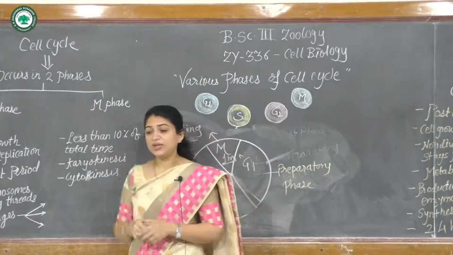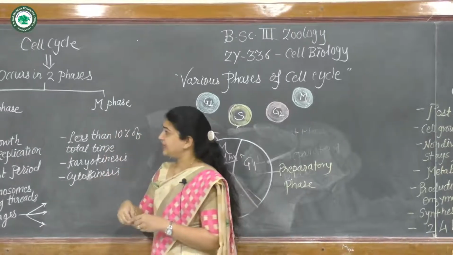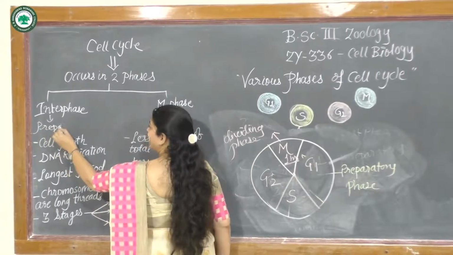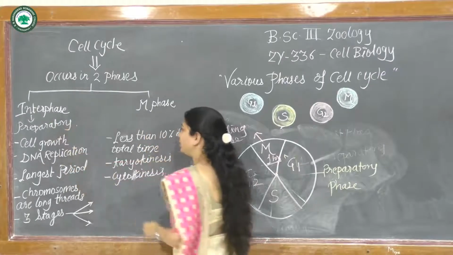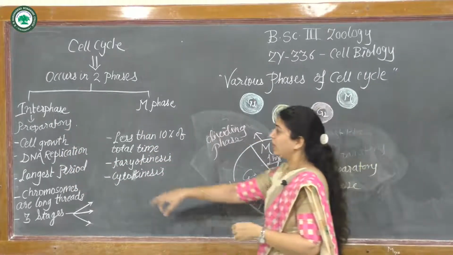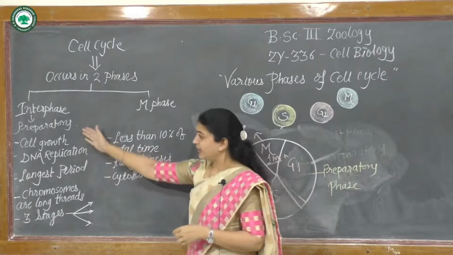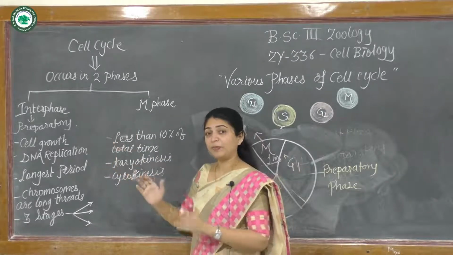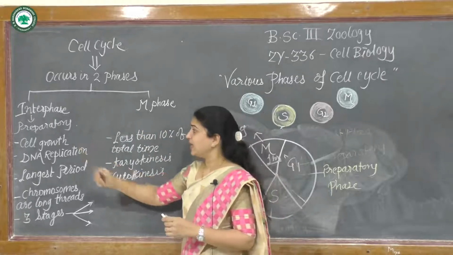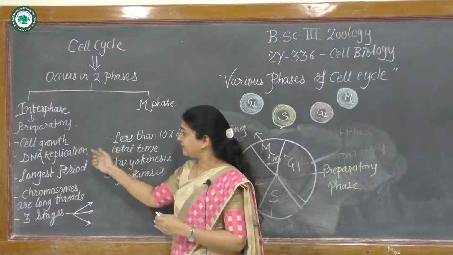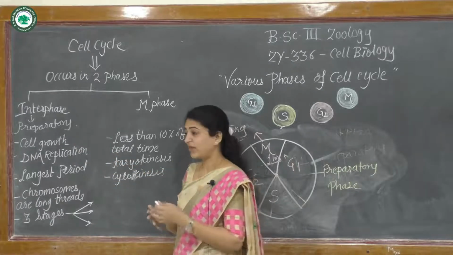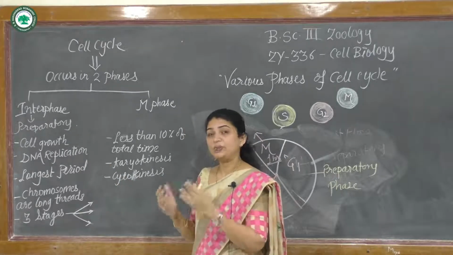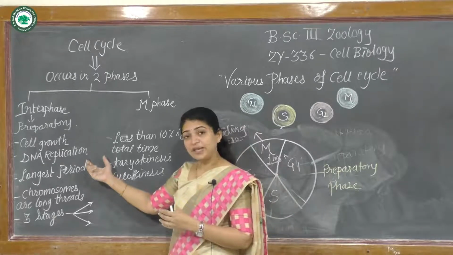Okay, so it occurs in 2 phases. That is the interphase, which is called the preparatory phase, as I have shown you here. Okay, so interphase, it's a preparatory phase. In this preparatory phase, the cell spends most of its time to prepare the cell for the M phase. So what are the actions taking place in the interphase? It is the growth of the cell, where the cell grows. Then DNA replication. After growth of the cell, there is duplication of the chromosome, where DNA replication takes place.